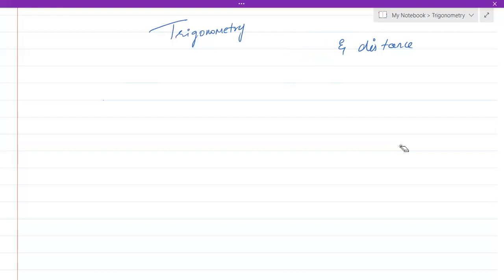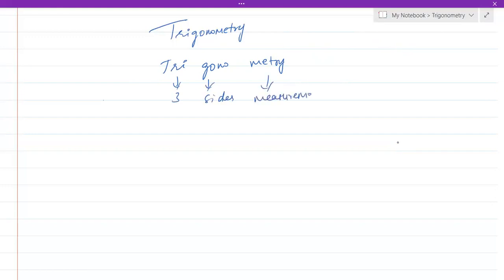Now basically this word trigonometry can be divided into three parts: tri, gono, and metry. Tri stands for three, gono stands for sides, and metry is for measurement. Basically trigonometry means three sides measurement. Now, remember, throughout this chapter, we are going to use one particular type of triangle, that is the right angled triangle. We are going to use only the right angled triangle.